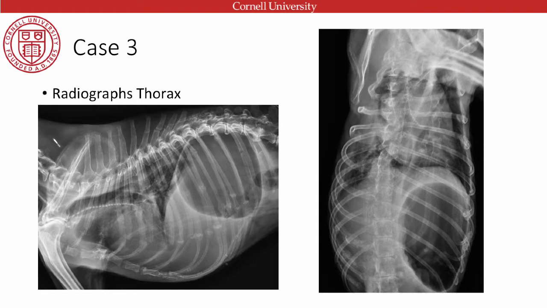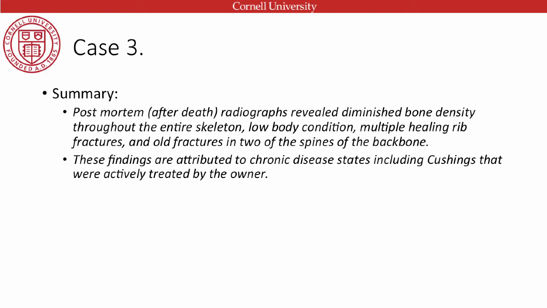Otherwise, thorax, post-mortem, classic post-mortem thorax, heart, possibly a little bit of a straight caudal border on her heart there. Otherwise, fairly okay and normal looking at that level. But just a few sites where we've got some multiple fractures occurring in this case. And that's those spinous processes, and that's those ribs again here. Okay. So her summary, post-mortem after death radiographs revealed diminished bone density, and that's the big key here. Throughout the entire skeleton, she has a low body condition and multiple healing fractures, and old fractures in 2 of the spines of the backbone.